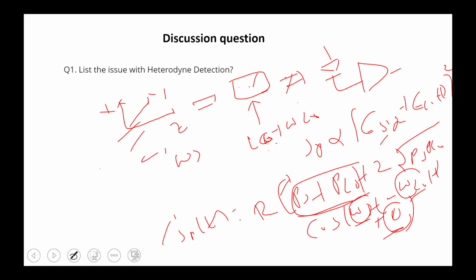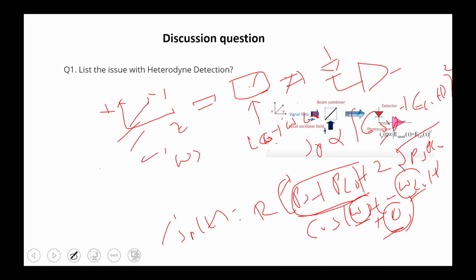So these problems happen in the heterodyne receiver. That's why we have to go to balanced detection. Have you understood? Yes, sir. I need your input also. If anyone wants to add anything, you can add.